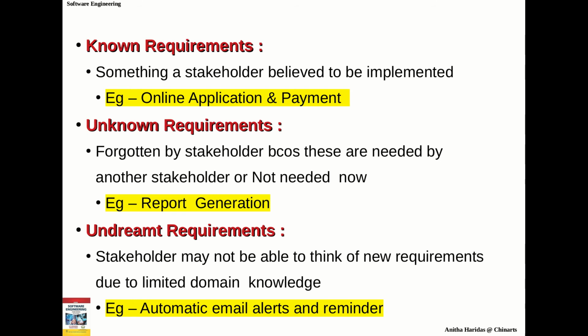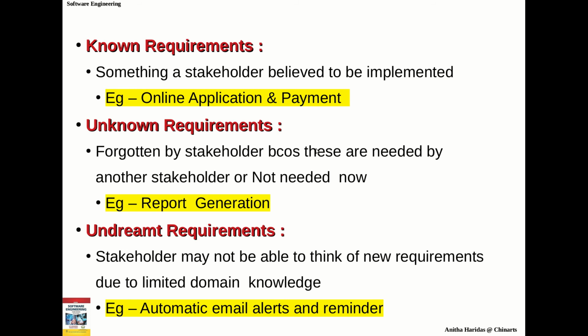An example: whenever an online application is submitted, automatically your system is going to generate an email alert to the candidate, or send a reminder saying that this is the interview call for this particular candidate on this particular day, right? This will be automatically generated by the system, and the customer doesn't know about this kind of automatic alert system available in a college management system. So this kind of requirement is called an undreamt requirement.